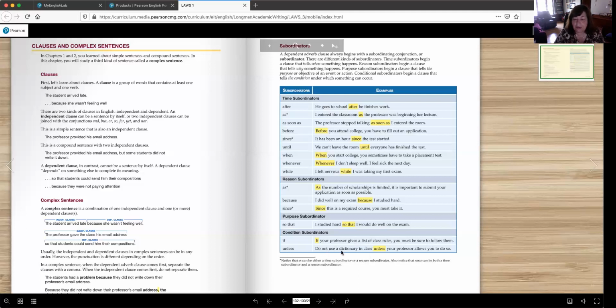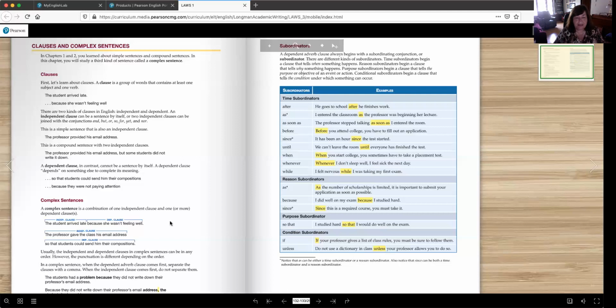And then the second one, do not use a dictionary in class unless your professor allows you to do so. So if your professor allows you to do so, then you can, but do not. The condition is that you cannot use it. But if your professor tells you you can, then you can. That would have to be the condition. Do not use a dictionary in class unless your professor allows you to do so. Okay? That's the lesson. We're going to do some exercises.